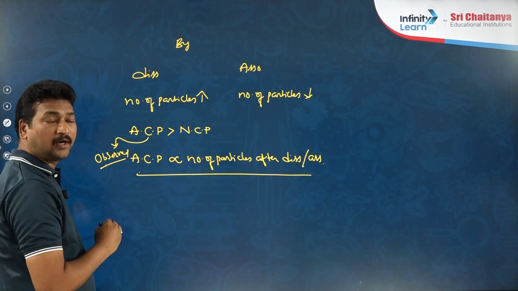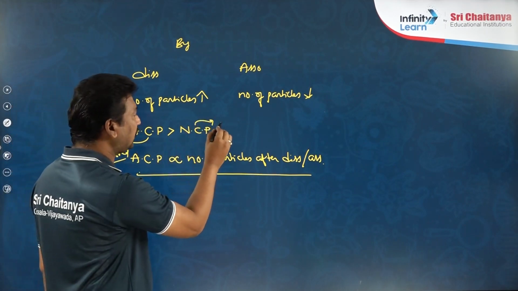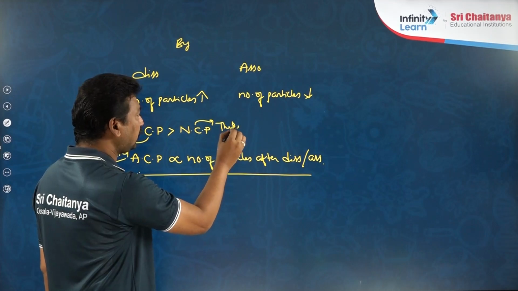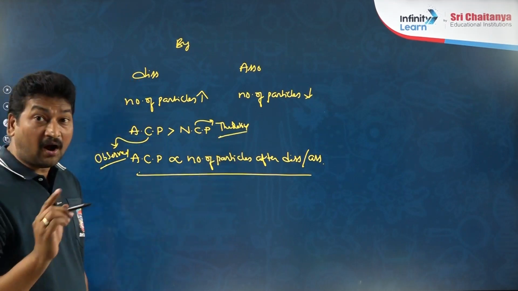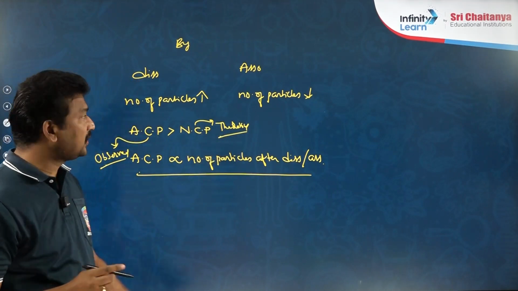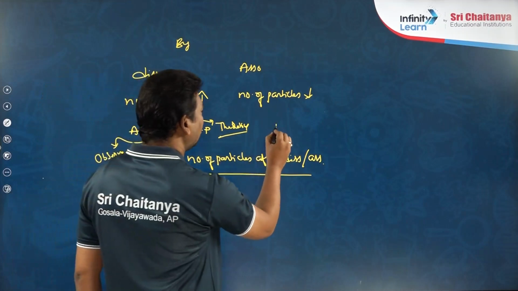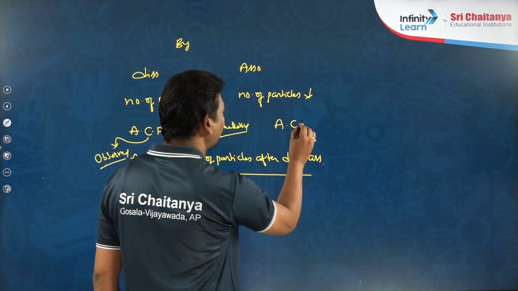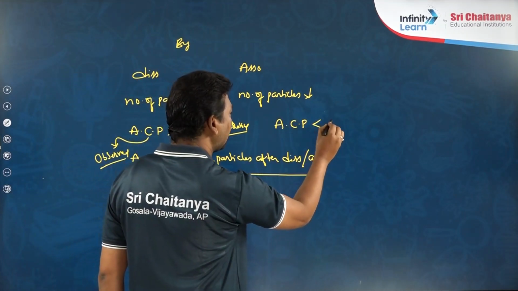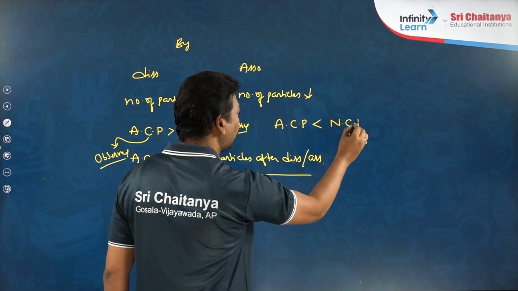This normal colligative property is also known as the theoretical colligative property. But after association, the number of particles would decrease, so that the abnormal value of the colligative property is less than the normal value of the colligative property.